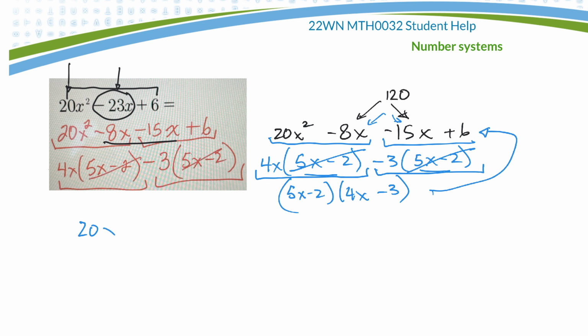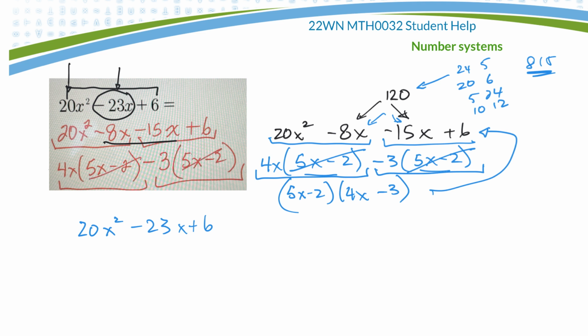And when I was in high school, they never showed me that method. And I quite like it. But sometimes the possibilities for 120 are huge. Like that would have been hard. 24 and 5, 20 times 6, 5 times 24, 10 times 12, 8 times 15. It would have taken me a long time to get to 8 and 15.